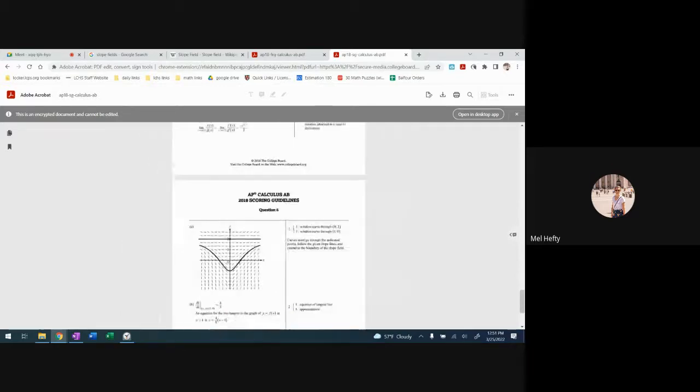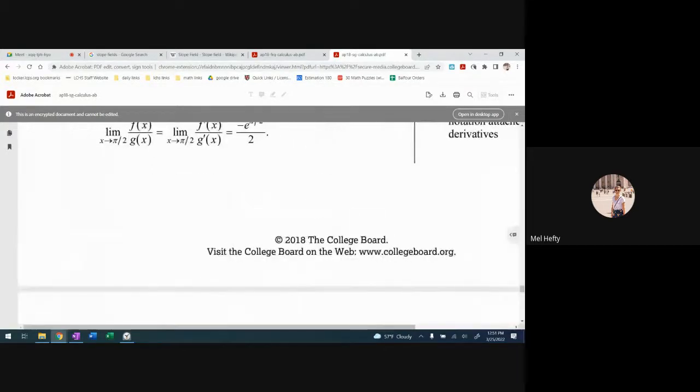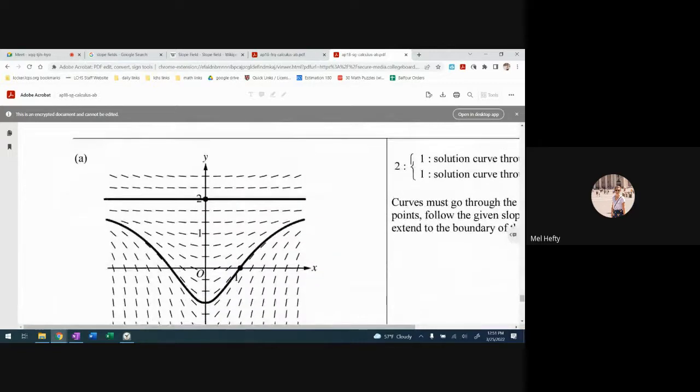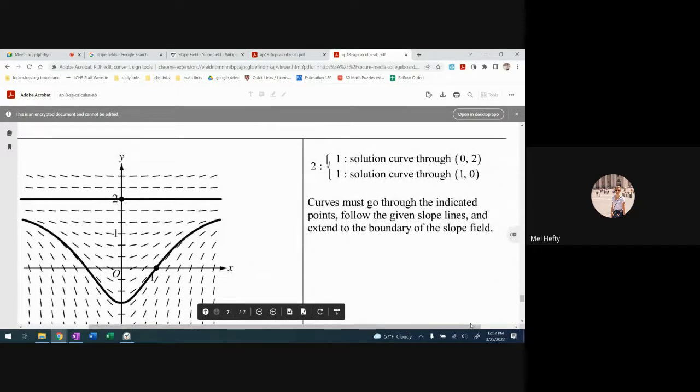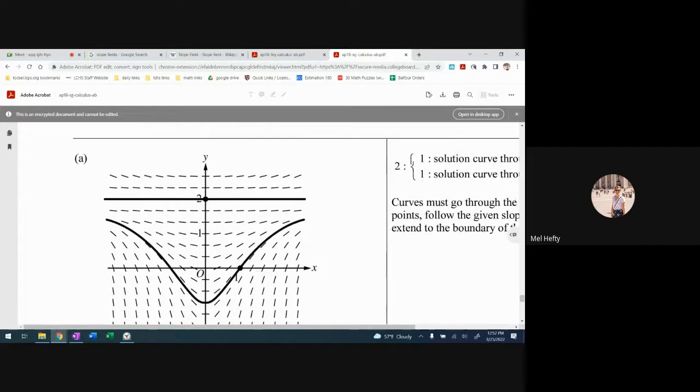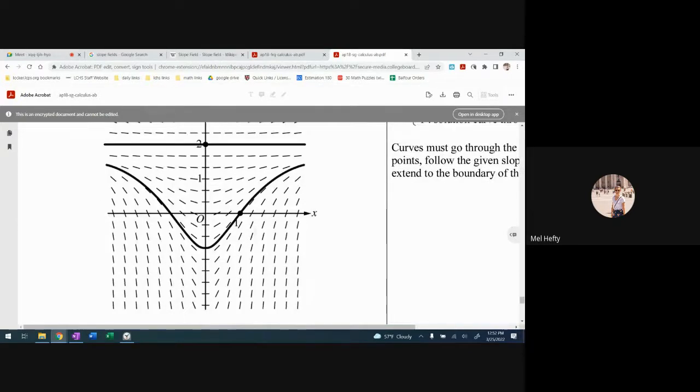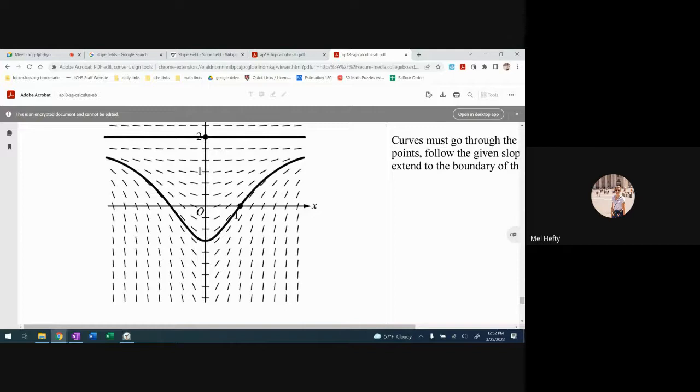Theirs is a little different, but it was 2 points and just 1 for each of these. Notice what they said. Yours must go through the indicated point. That's super important. Follow the given slopes. That's a little wishy-washy. And you want to make sure you extend it to the boundary of the slope field, so you go through the whole thing. Notice theirs does look perfect, but ours looks kind of similar. That's fine. I talked to a grader about this specific question. It can go lower. It can go higher.